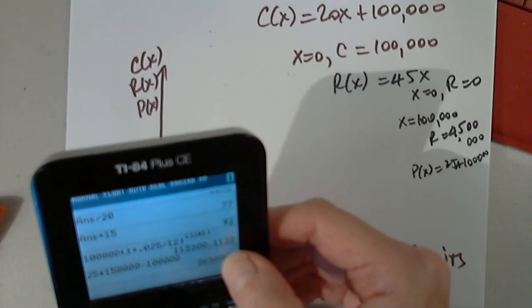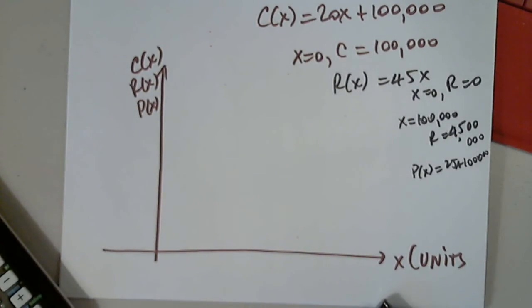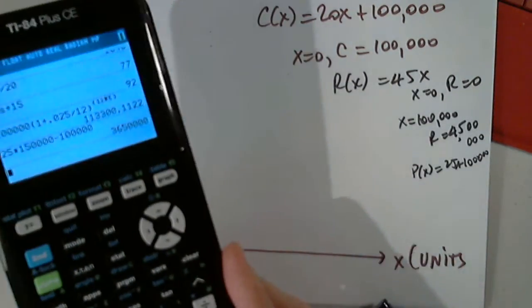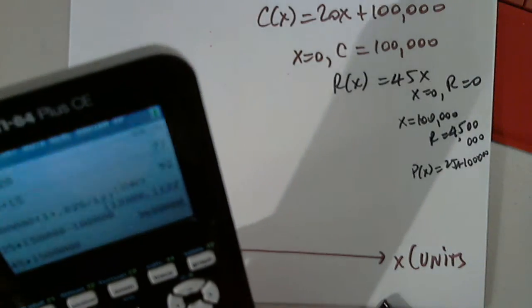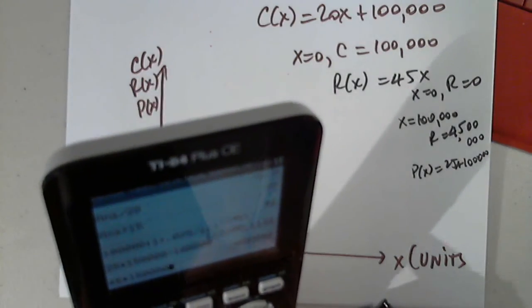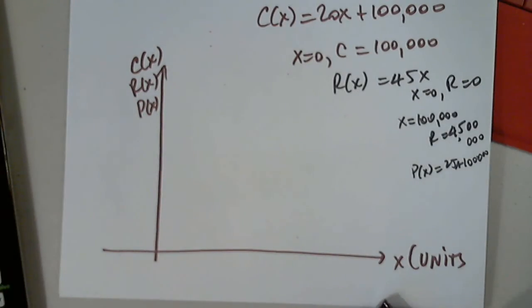So it's 3.6 million. Okay, so obviously, let's see the revenue with 45 times 150,000. Oh, that's too many zeros. Okay, I should not exceed 7 million. Okay then, so I have an idea now.